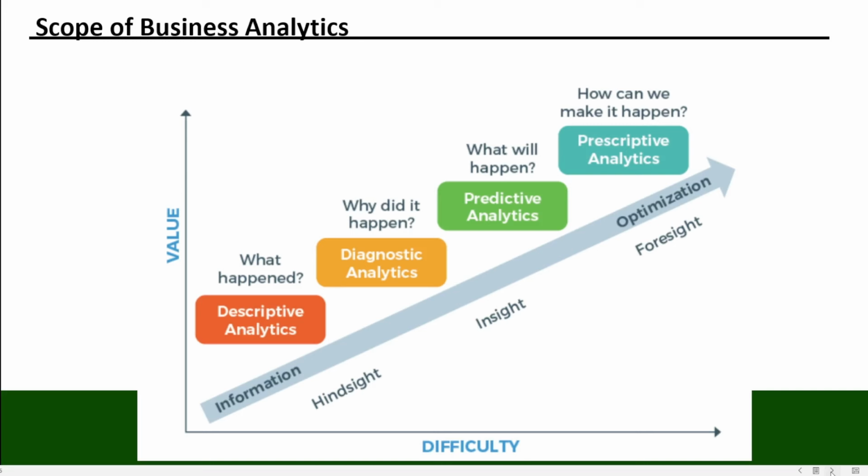And makikita mo rin dito yung arrow, okay, na value at saka yung sa difficulty. No? Habang nag-i-increase, napapataas, okay, it also increases the levels of value and the complexity. Okay, it moves towards hindsight, to insight, to foresight. And makikita rin natin dito yung movement ng information to optimization.